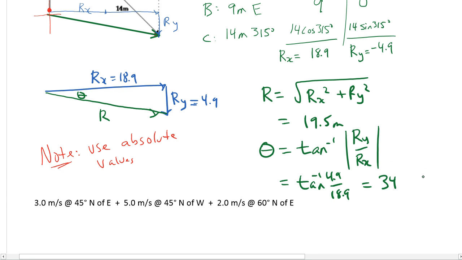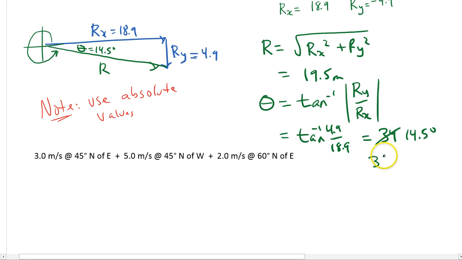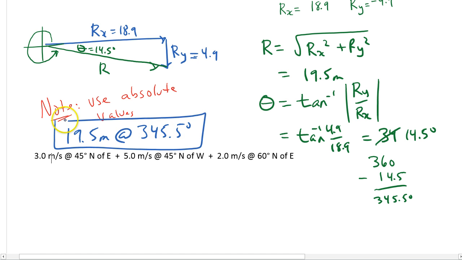Actually, sorry, when I do the inverse tan, I have to look at my little cheat sheet over here. It was 14.5 degrees. Okay, so the next step is to say, if this is 14.5 degrees, what is that counterclockwise from east? If I go all the way around like this, my direction counterclockwise from east will be 360 minus 14.5, which gives me 345.5 degrees. So my final answer here will be 19.5 meters at 345.5 degrees. So what are my important steps here?